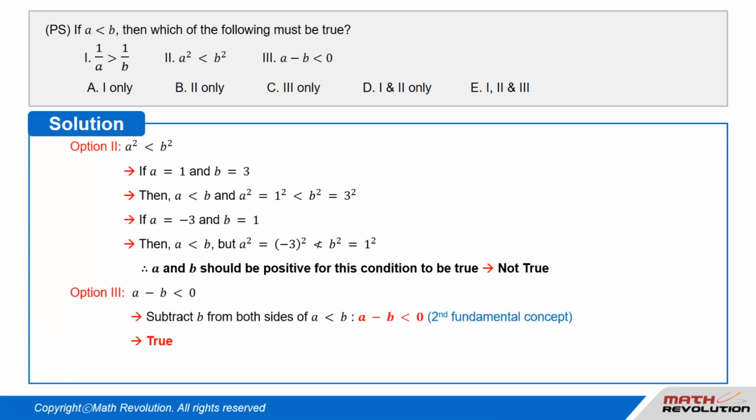Option 3. A minus B is smaller than 0. We know that A is smaller than B, so by subtracting B from both sides, we get A minus B is smaller than 0 by the second fundamental concept in inequality, so this option is true. Thus, only option 3 is correct, and C will be the correct answer. Answer C.